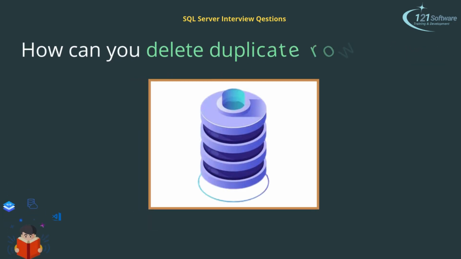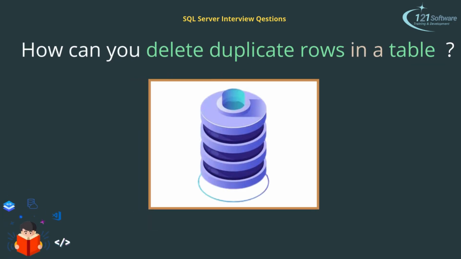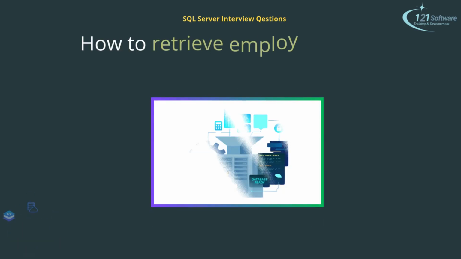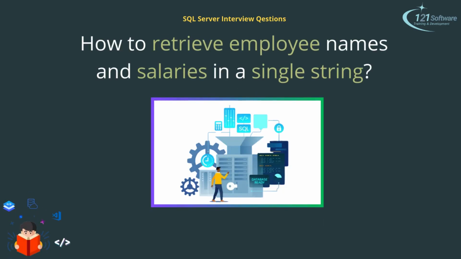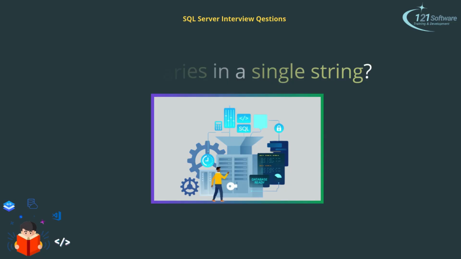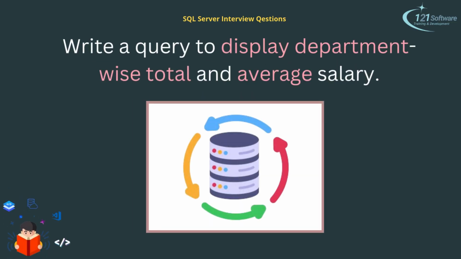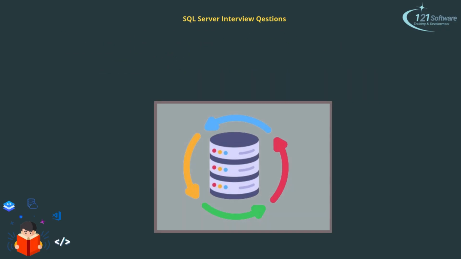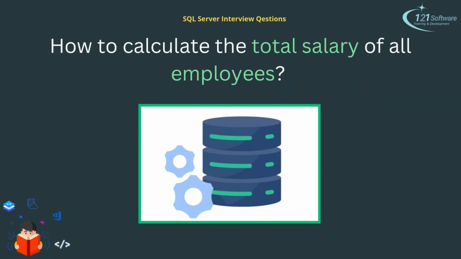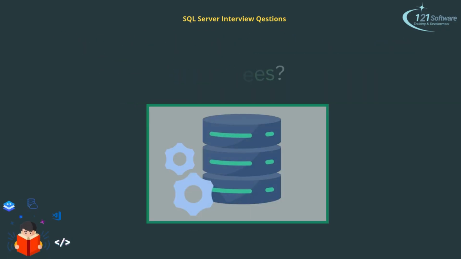How can you delete duplicate rows in a table? How to retrieve employee names and salaries in a single string. Write a query to display department-wise total and average salary. How to calculate the total salary of all employees.